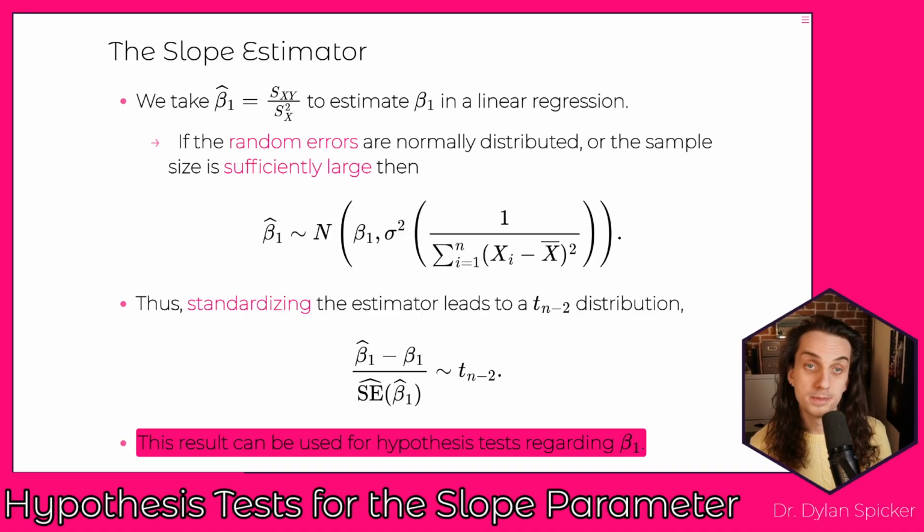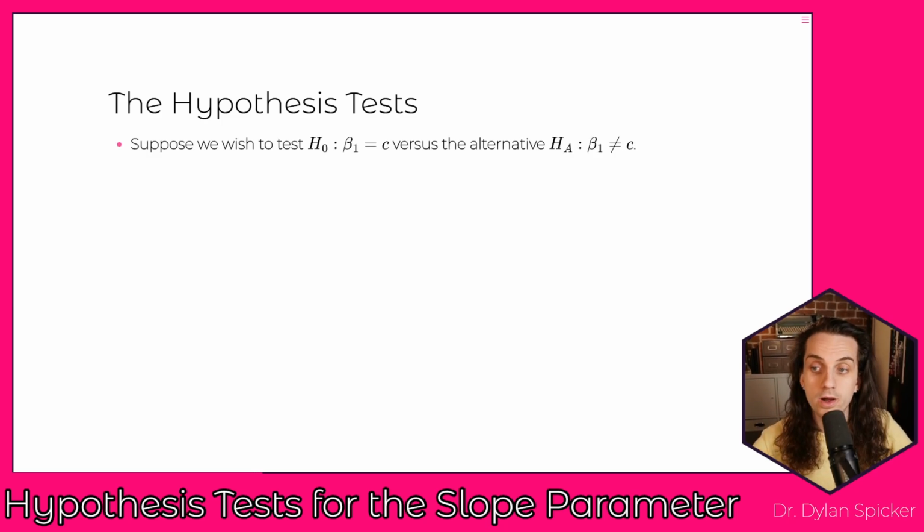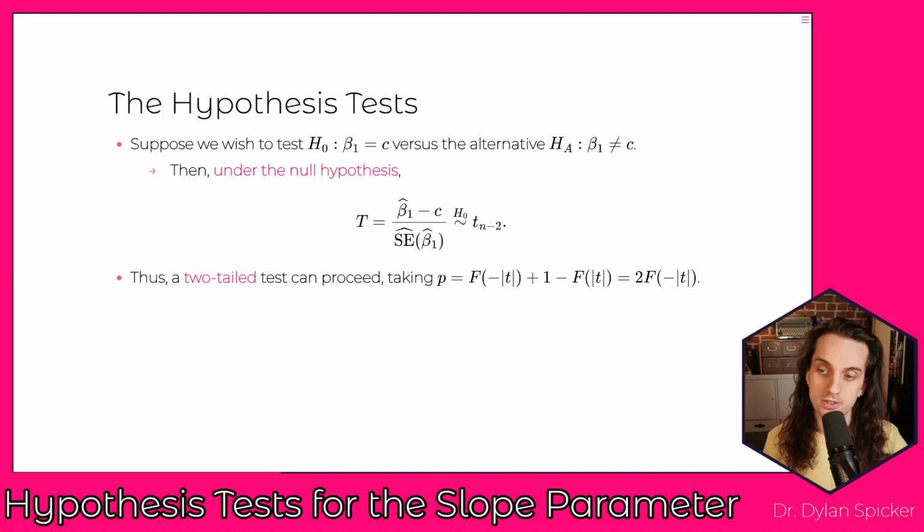Because it has a T_{n-2} distribution, we can use that sampling distribution for statistical inference. So this result can be used to test hypotheses regarding our slope parameter. What do those hypothesis tests actually look like? Well, if we want to test the null hypothesis that beta 1 is equal to a constant versus the alternative that it's not equal to some constant, then under the null hypothesis, we can take our test statistic to be the estimated value minus the value under the null, divided by the estimated standard error. That's going to give us a T_{n-2} distribution.